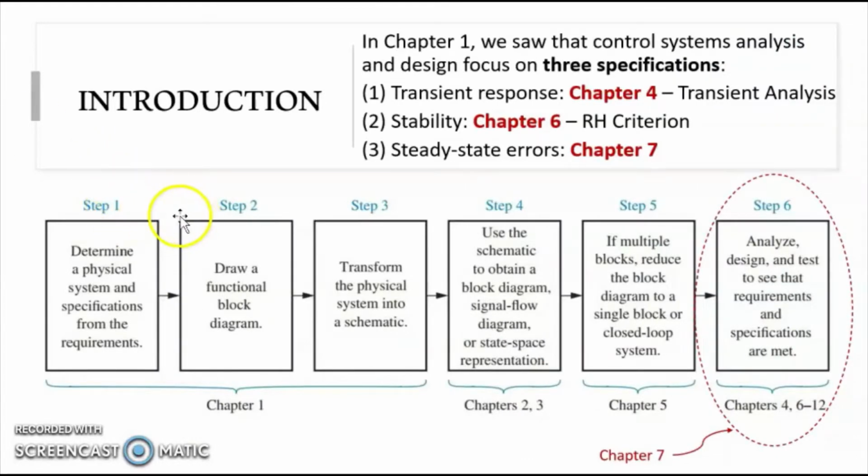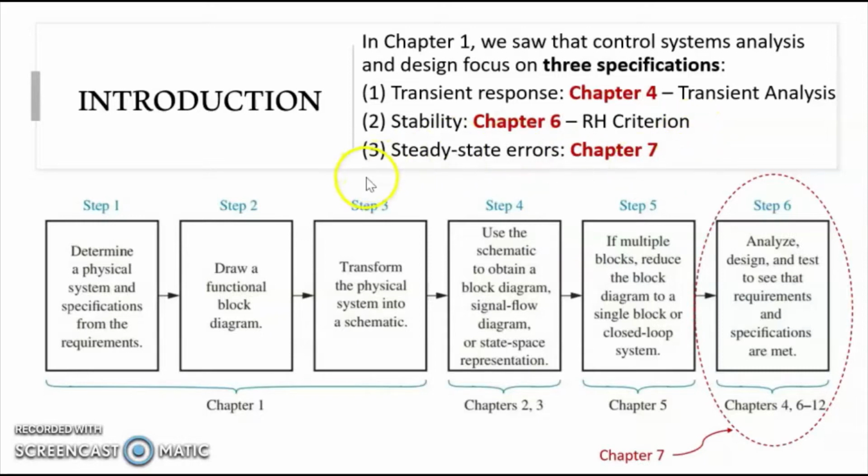Okay, if you could recall, based on chapter 1, we saw that control system analysis and design focus on 3 specifications. There's transient response. In chapter 4, we did that transient analysis, and then there's stability, which is in chapter 6. We look into the RH criterion, and the next part we want to focus on is steady state errors, which is covered in chapter 7.